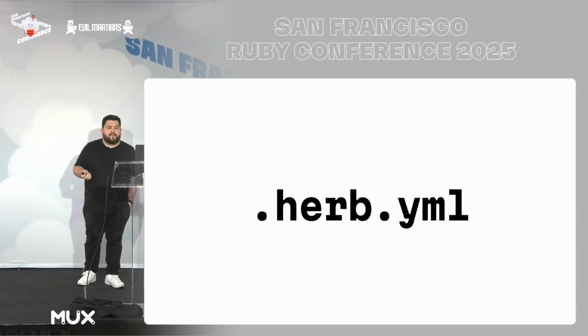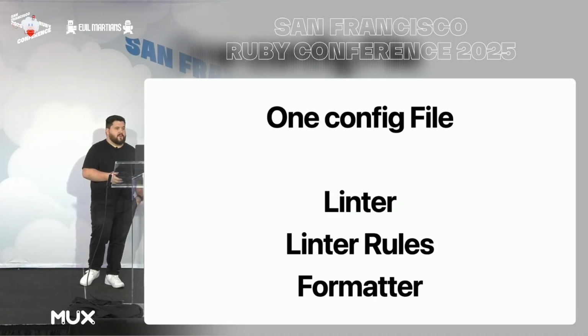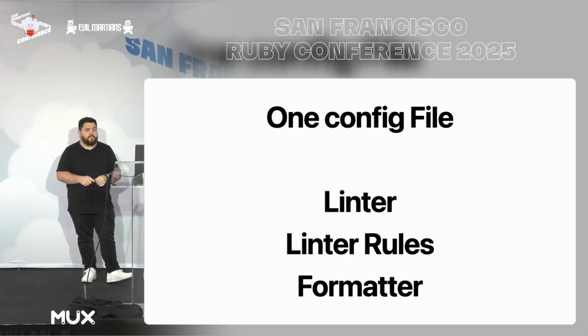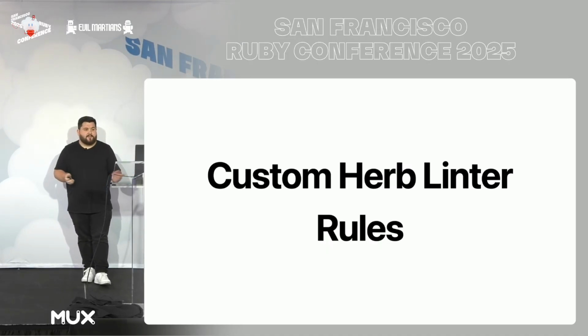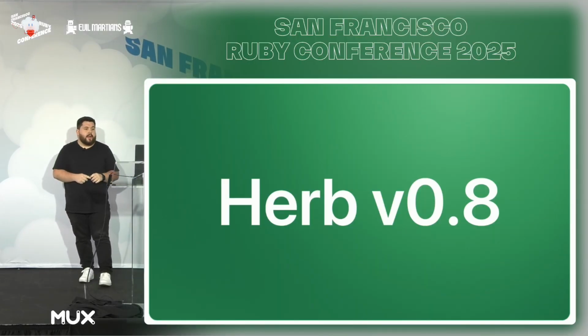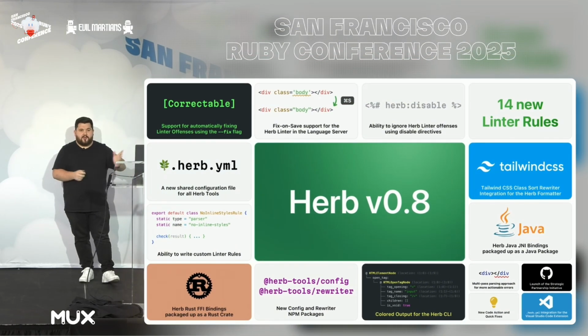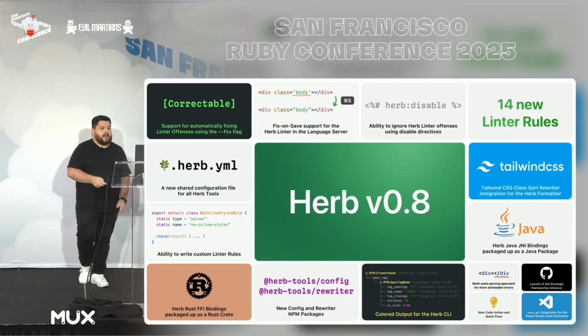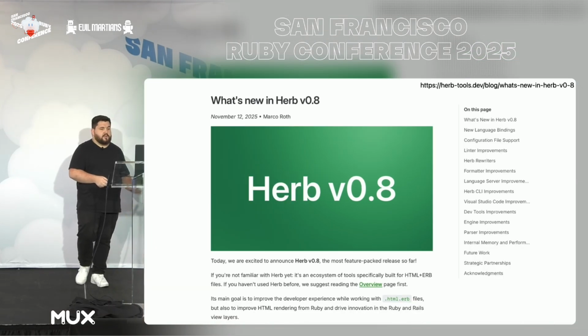We have a herb YAML file now, so you can configure the way you use it for the linter, the linter rules, and the formatter. You can write custom linter rules if you want to, and you can disable offenses right in the file itself. And there's a lot more here that I cannot talk about today, but if you want to check out what's new in this release, I have written a detailed blog post, What's New in Herb 0.8.